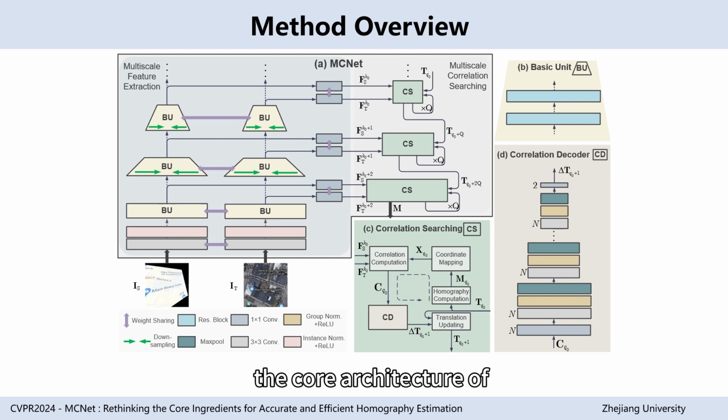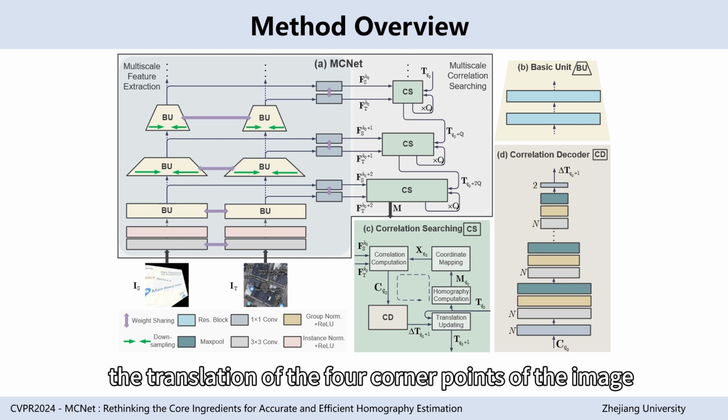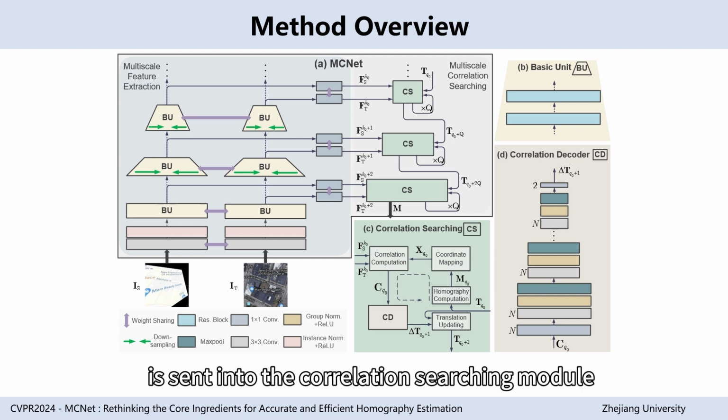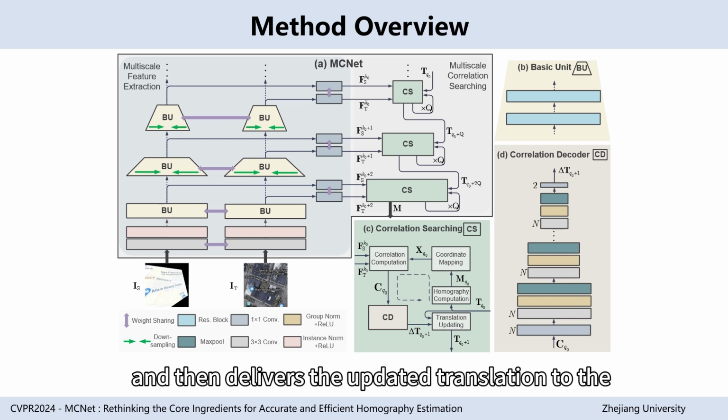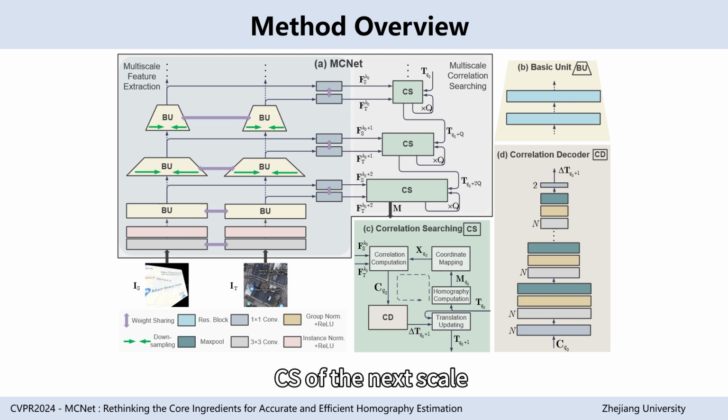The core architecture of MCNet is the multi-scale correlation searching module. The estimated homography information in the previous iterations, which is carried by the translation of the four corner points of the image, is sent into the correlation searching module first. CS then conducts an iterative correlation search for Q times and then delivers the updated translation to the CS of the next scale, thus achieving iterative homography estimation through different scales.